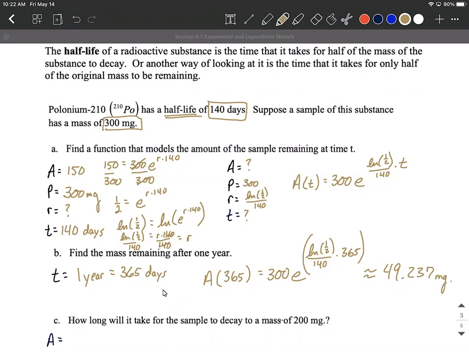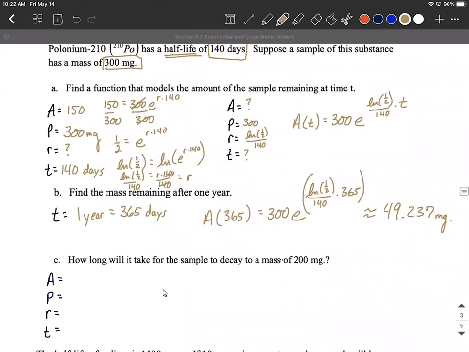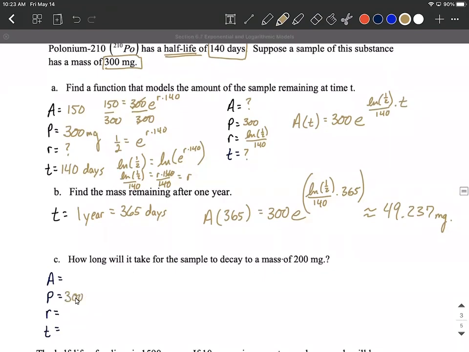All right, one last follow-up question here on part C. We want to know how long will it take for the sample to decay to a mass of 200 milligrams. So a lot of the information is the same here. We want to start with the same amount, right? We had 300 to begin with, 300 milligrams. Our rate is going to be the rate that we just solved for in part A. So I have to utilize natural log of 1/2 divided by 140.